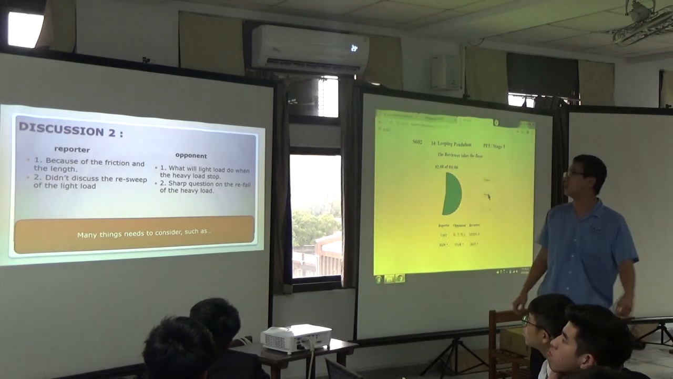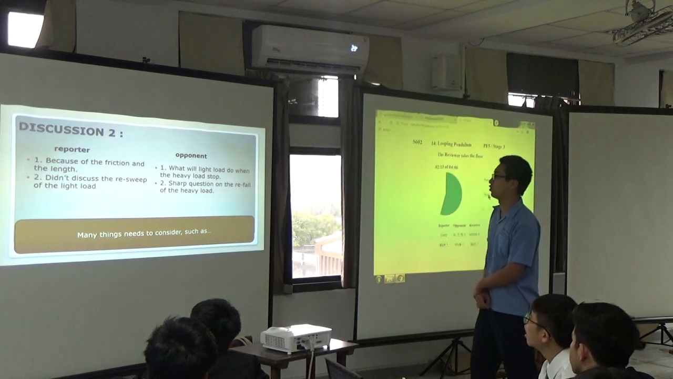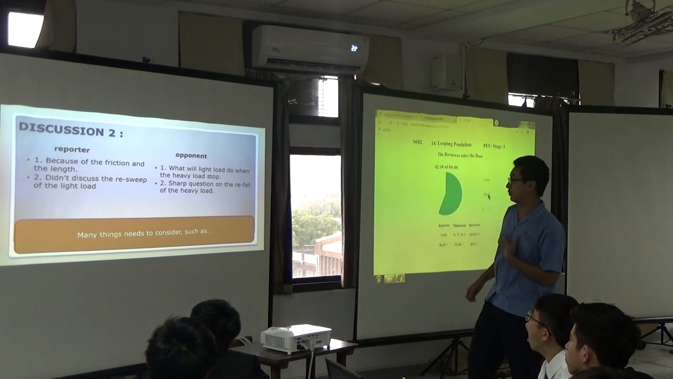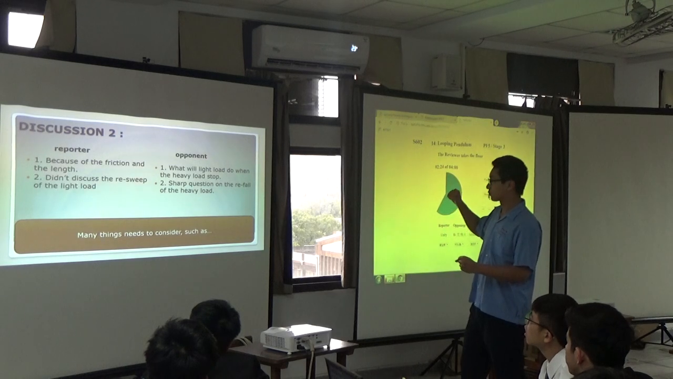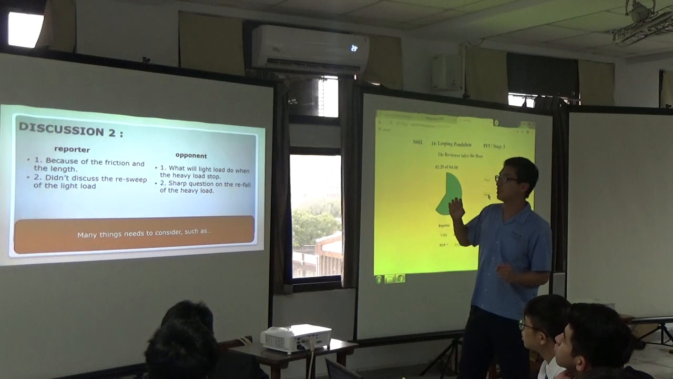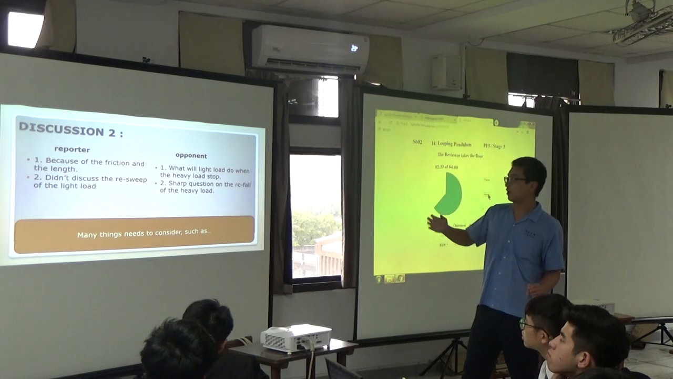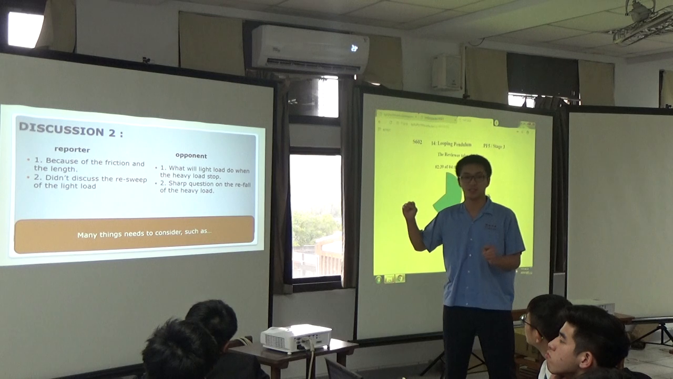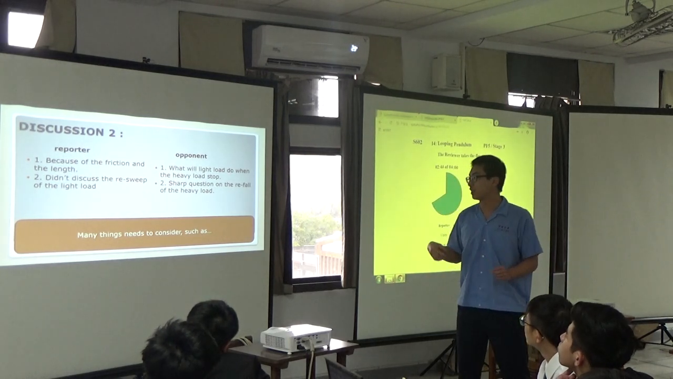And discussion two. The opponent asks, what will the light load do when the heavy load stops? A sharp question on the refall of the heavy load. And the reporter says that because of the friction and the length, it will affect the phenomenon. The reporter said they didn't discuss the re-swinging of the light load. And I think there are many things to consider, such as is the energy enough to cross the potential energy gap to the next round, and many other things.